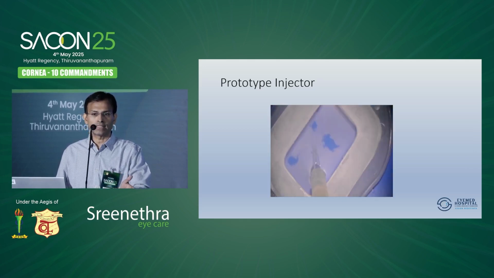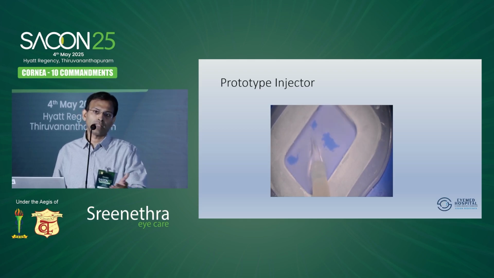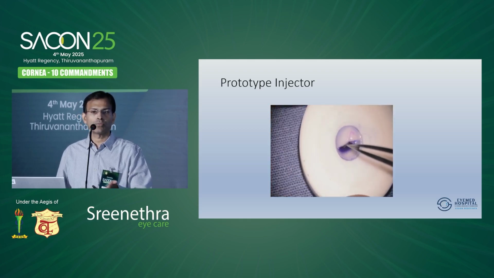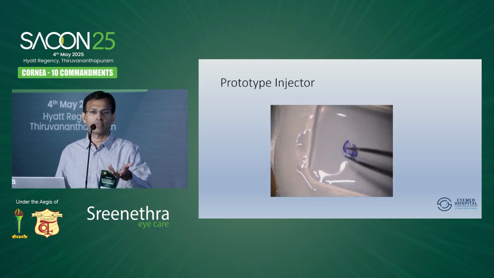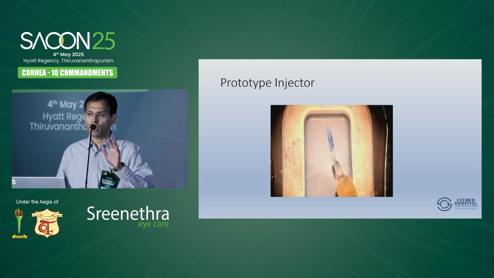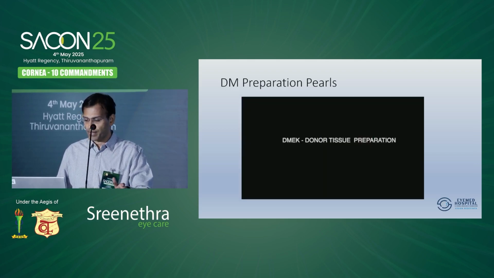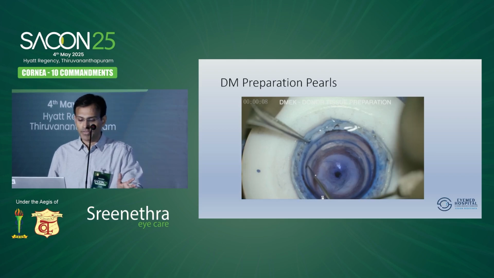This is a regular IOL tub. I don't use any costly instrument. There are instruments available for 1,000 rupees. Don't buy all these things. It's very simple. If you know the anatomy and how to use it, this is very simple. So tissue preparation is very key.